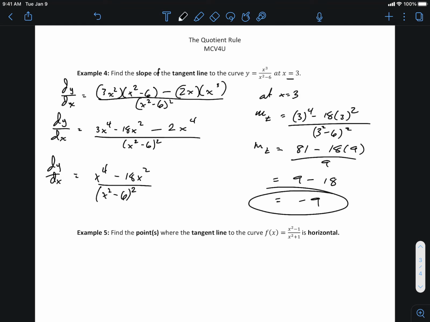Nothing too crazy. These are nicer questions than what would be on your first summative, where we had to find the slope of the tangent using first principles and then do all of this work. But this is all the same stuff that we've been doing, right? It's just a much faster way.